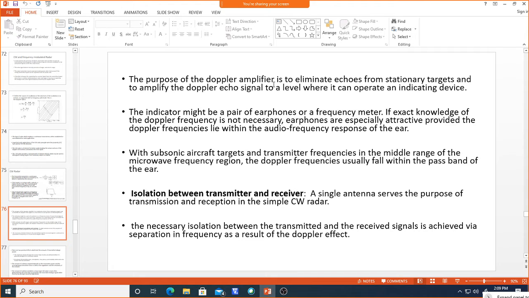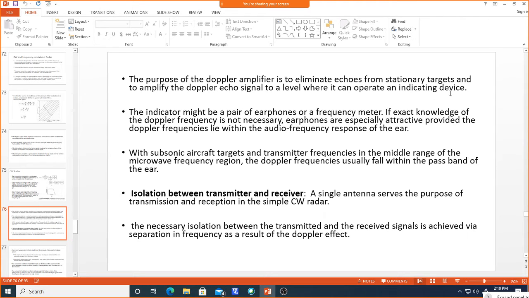The purpose of this Doppler amplifier or beat amplifier is to eliminate the echoes from stationary targets. Around the moving target there will also be stationary targets like stone buildings, trees, or other surroundings, and those should be removed. The echo signal from stationary targets is fixed, with no variation in frequency. Only the moving target has a variation in frequency. That variation we have to note with reference to the transmitted signal, and we need to amplify whatever is varying.